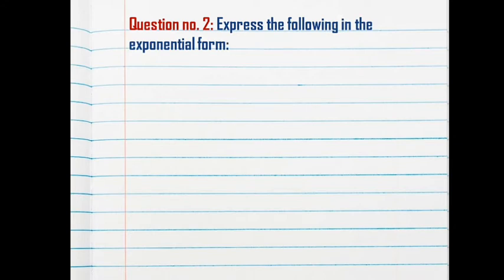Then question number 2. Express the following in the exponential form. So the question is given, we have to express it in exponential form. So 2 into 2 into 2 into 2 into 2 into 2 into 2. Solution. So how many times is 2 multiplied here with itself? We have to count and we will give it as an exponent.